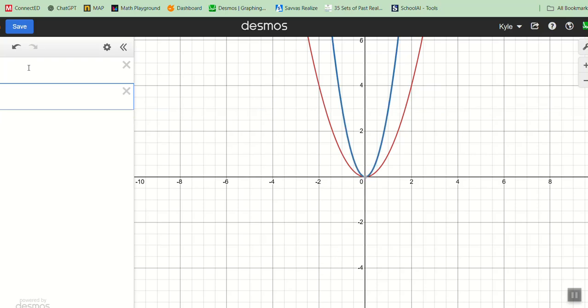Wider or thinner? I'm sorry. Wider. You say the blue one's the one up? The blue one's much thinner, right? It's been stretched vertically. That's it.